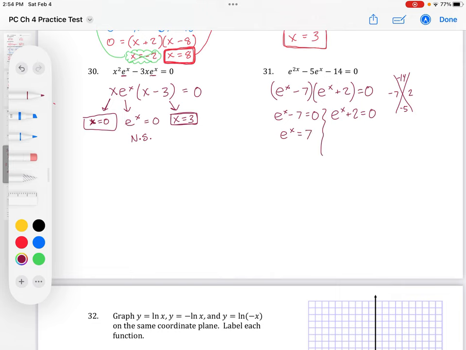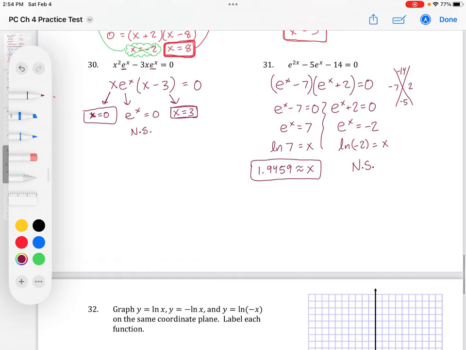So for this one, it's e to the power of x equals 7. So to solve this, we'll change it to the natural log of 7 equals x. And if you plug the natural log of 7 in your calculator, you get about 1.9459 for your solution. In this other factor, you end up with e to the power of x equals -2. And remember, you can't ever have that. If you try to change this, it would be the ln of -2 equals x, and that is not going to give you a solution. All right, so we just have one solution for number 31.